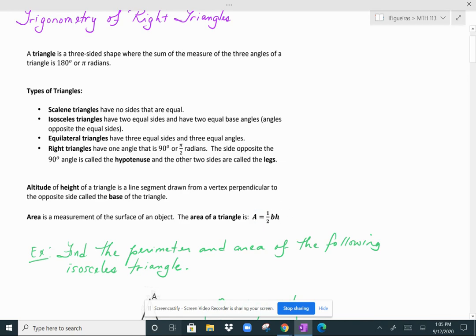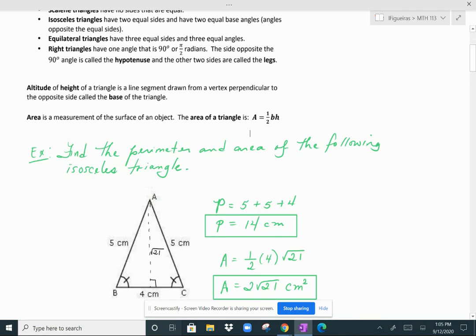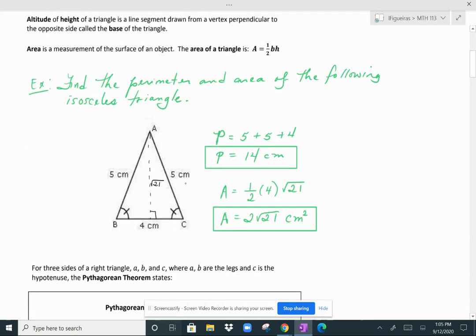All right, so let's compute some information regarding a triangle. We want to find the perimeter and the area of the following isosceles triangle. Remember, isosceles means that two of the sides are equal and therefore the two base angles are also equal. These are the two equal sides and the base angles are opposite those sides. So B and C are the equal base angles. To compute the perimeter, we just need to add up all of the sides. My sides are 5, 5, and 4. So add those up and you get the perimeter is 14 centimeters.